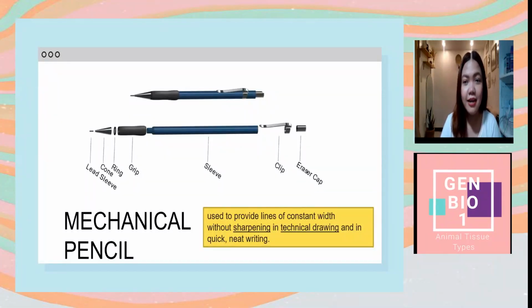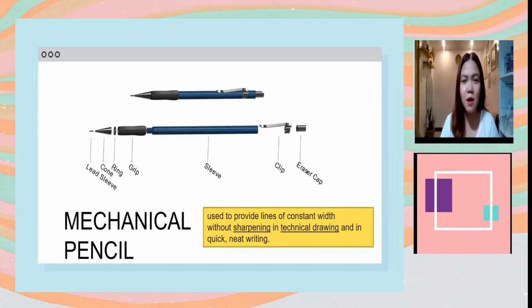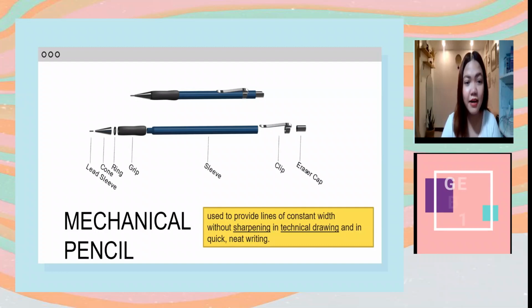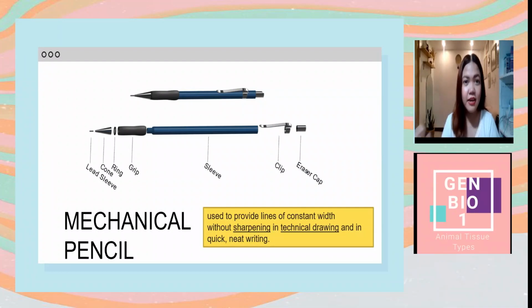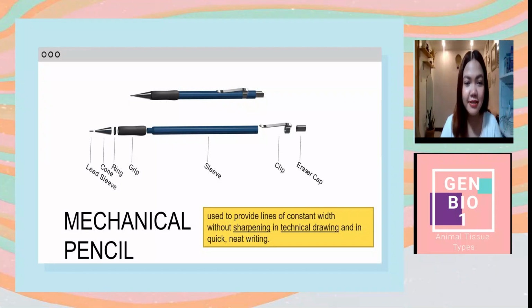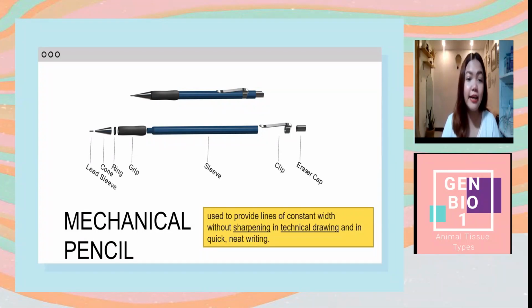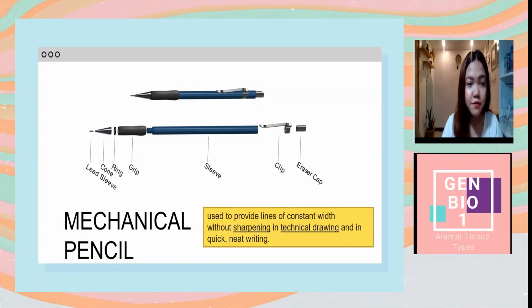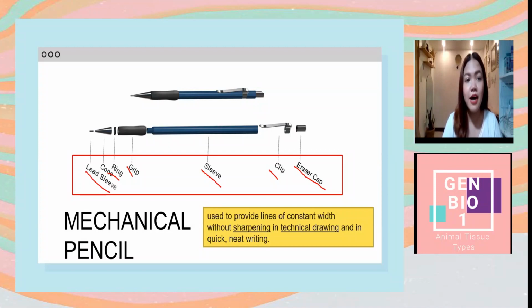Okay, so let's start with this mechanical pencil. I know that almost all of you have already used this mechanical pencil. So basically, it is just a pencil, but this one we don't need to sharpen like the ordinary pencil. It is primarily used for technical drawing and quick neat typing. So your mechanical pencil is composed of a sleeve, eraser cap, grip, ring, cone, lead, teeth. Okay, so those are the structures of your mechanical pencil.